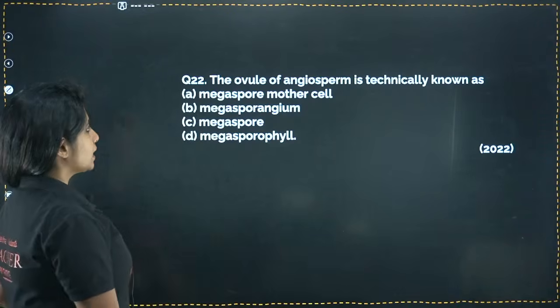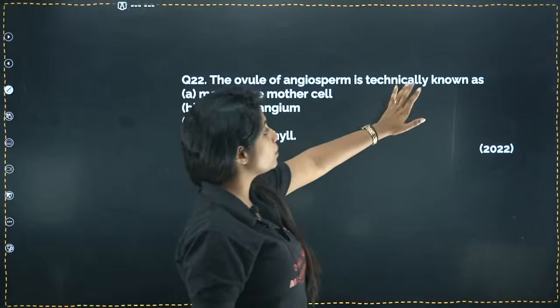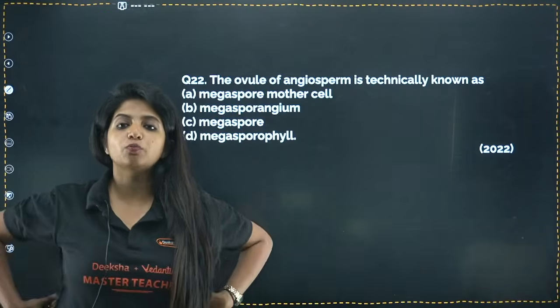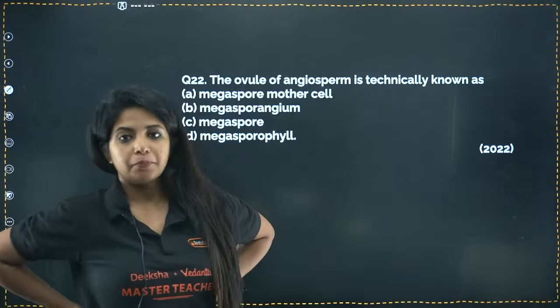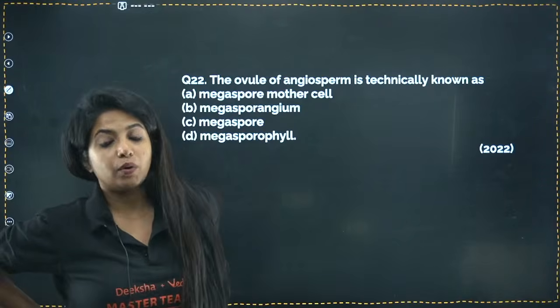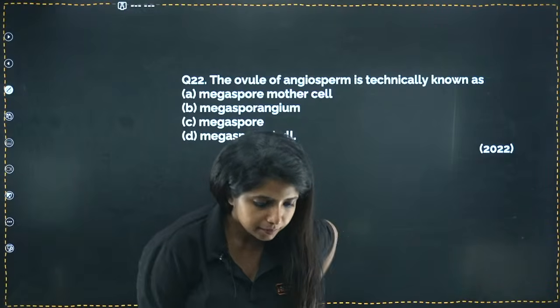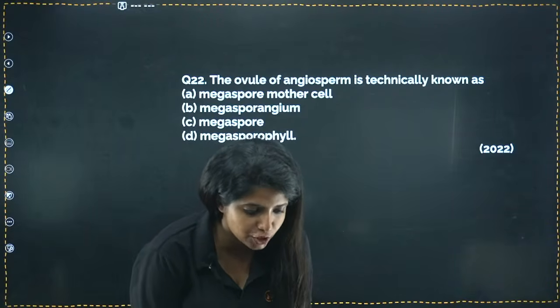22nd question. The ovule of angiosperm is technically known as what? The ovule which is there of angiosperm, what do you call this as? Megaspore mother cell, megasporangium, megaspore, megasporophyll. What do you think is the answer for this question?